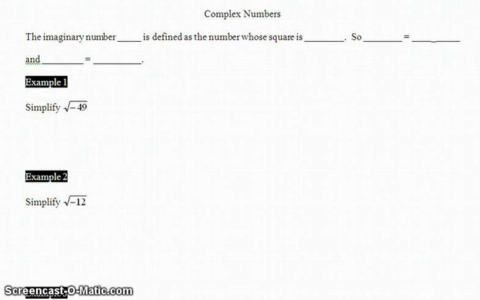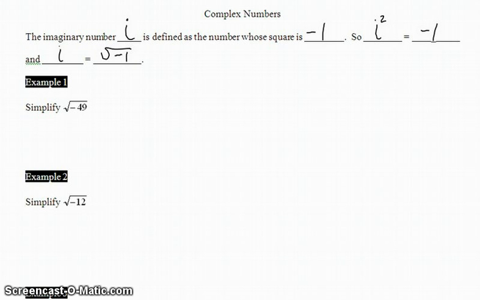All right, let's get started. The imaginary number you'll see written as i, and it's really defined as the number whose square is -1. So i squared equals -1, and i equals the square root of -1. We're going to begin looking at these because some of the quadratic functions that we'll be using will have some imaginary or complex number solutions.